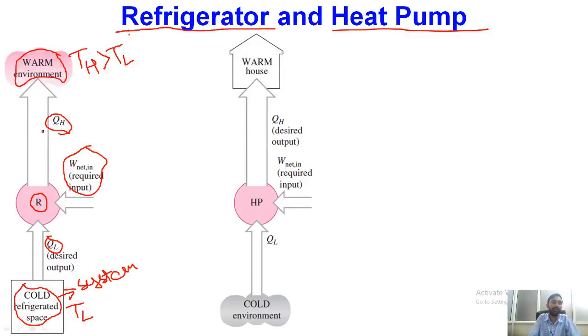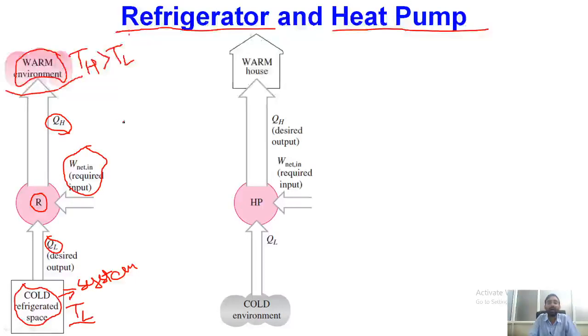So when we are rejecting heat to the surroundings, the magnitude of this heat is more in comparison to the heat which is taken from the system. One important thing you have to remember is that our surrounding is our warm environment, where the refrigerator throws out a certain amount of heat. This is done in order to achieve the process in a cyclic manner. Our system here is the cold refrigerated space, so in case of a refrigerator, our aim is to maintain this cold refrigerated system at temperature TL.